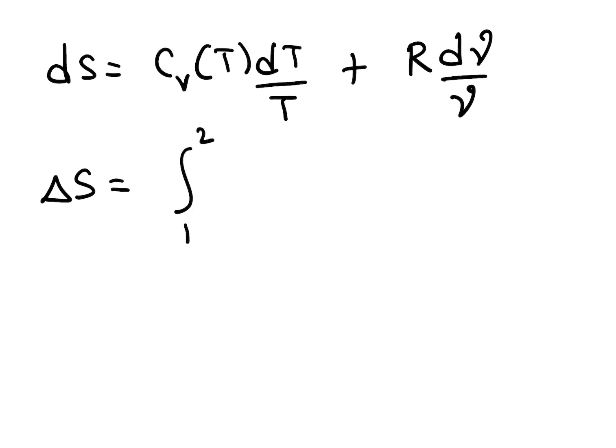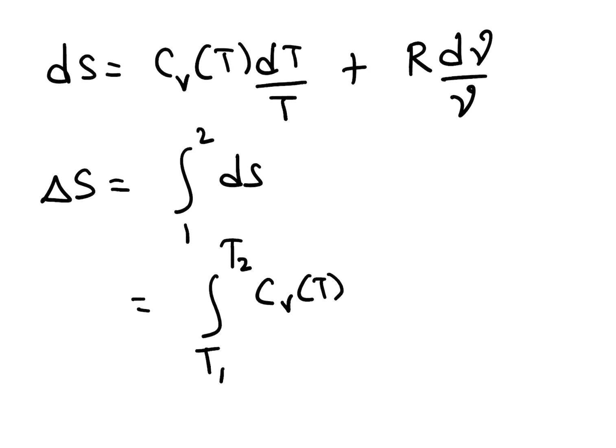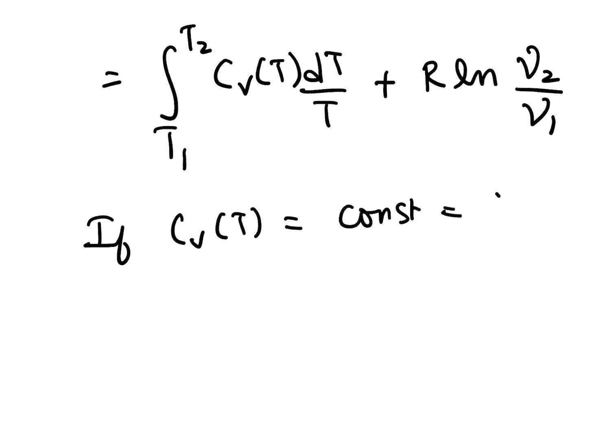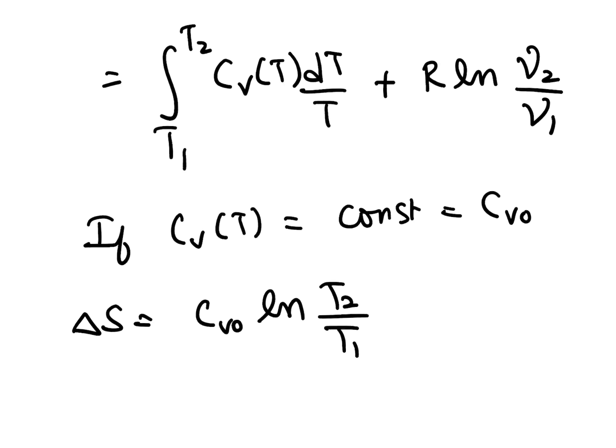Delta S would be the integral from 1 to 2 of ds, which is the integral from T1 to T2 of Cv of T dT over T plus the integral from nu 1 to nu 2 of R d nu over nu. So this is equal to the integral from T1 to T2 of Cv of T dT over T plus R natural log of nu 2 over nu 1. If Cv of T is a constant, we'll call it Cv naught, then the integration is simpler. Delta S is Cv naught times natural log of T2 over T1 plus R times natural log of nu2 over nu1. Otherwise, we'll need to perform the integration as per the formula.